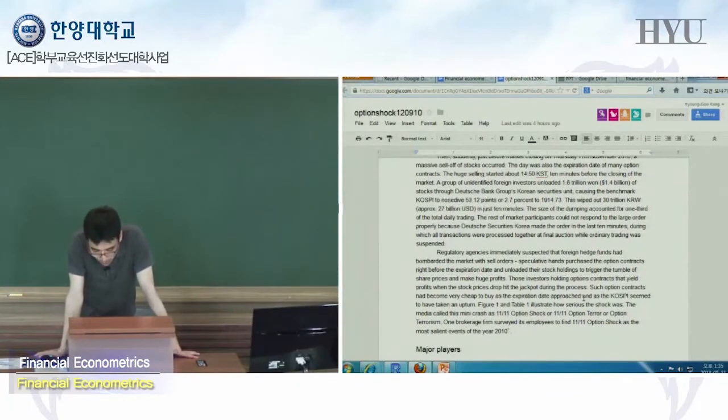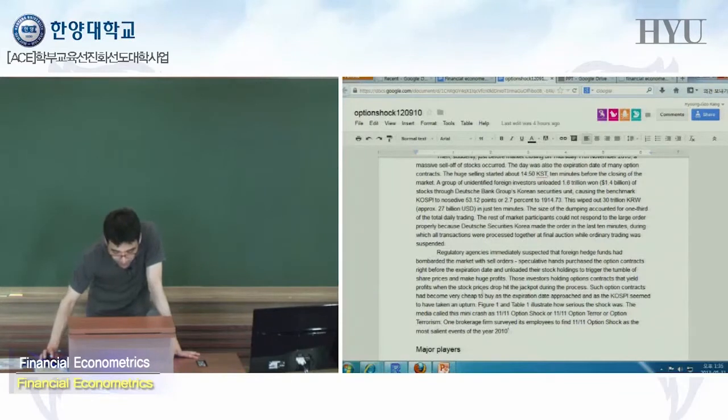Actually, at the time, such put option contracts had become very cheap, almost useless to buy, because as the expiration approached the market seemed to have taken an upturn. Therefore put options were usually seemingly useless.